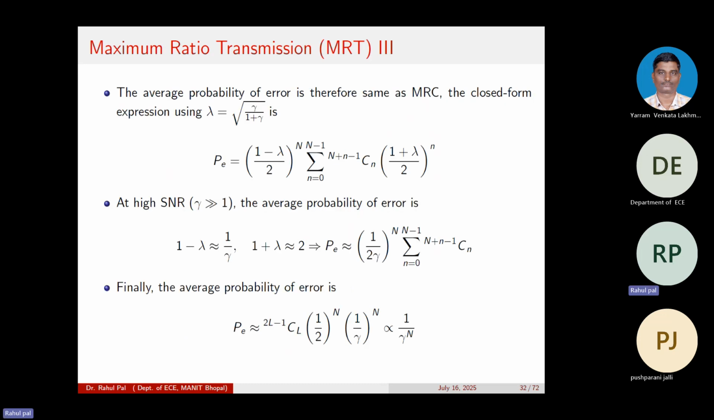Now finally, in all the mathematics, we are getting this. This is the probability of error expression. Now we can simplify it more, and we will finally get the probability of error as 1 by gamma raised to the power n. This is the final probability of error expression.